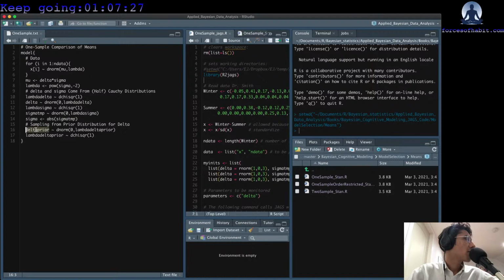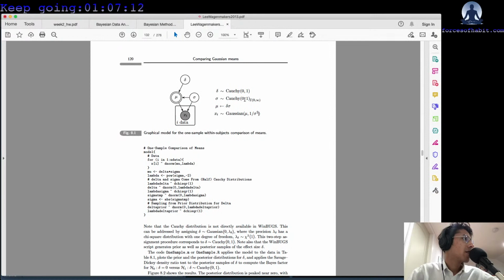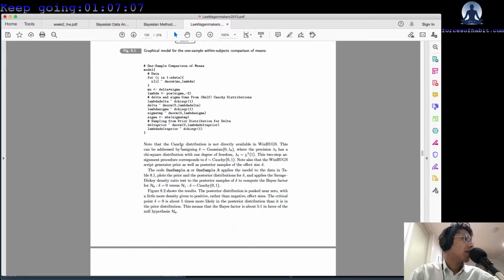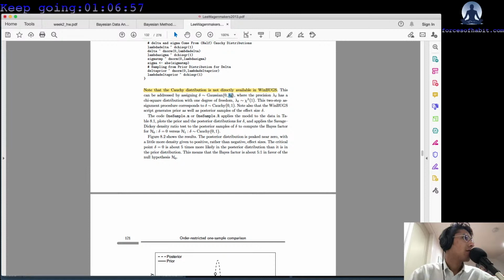Delta prior, lambda delta prior. We need that information because, all right, here we go, it's not directly available in WinBUGS. So a chi-square distribution with 1 degree of freedom. So we're doing a Cauchy because we know that certain specifications of types of distributions are equivalent to the distribution we're interested in. Just a chi-square of one. This is a two-step assignment.